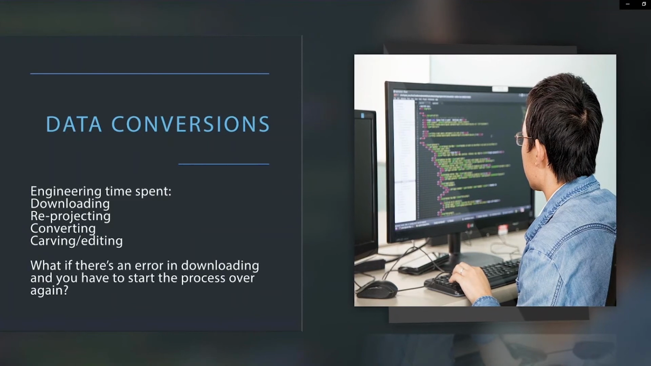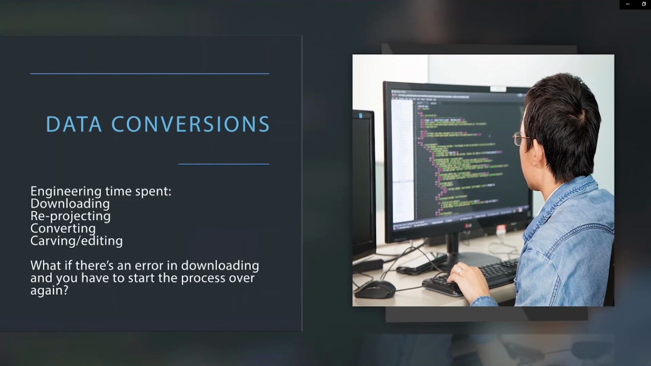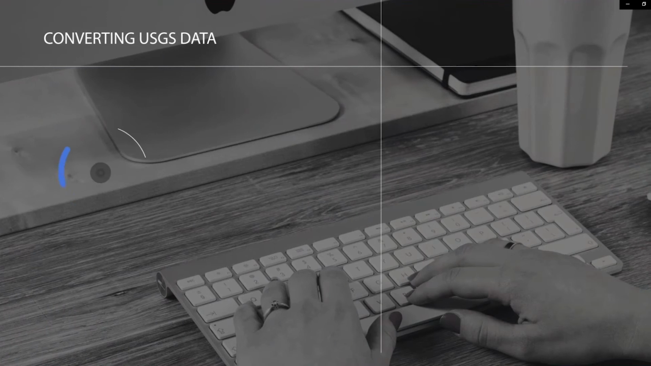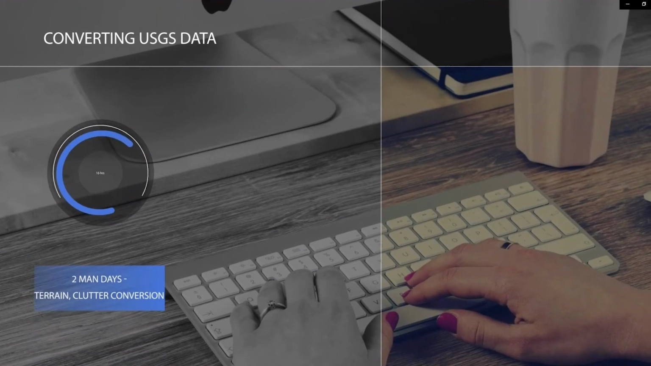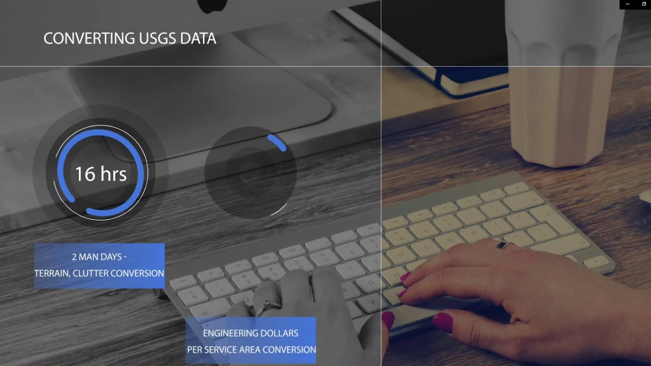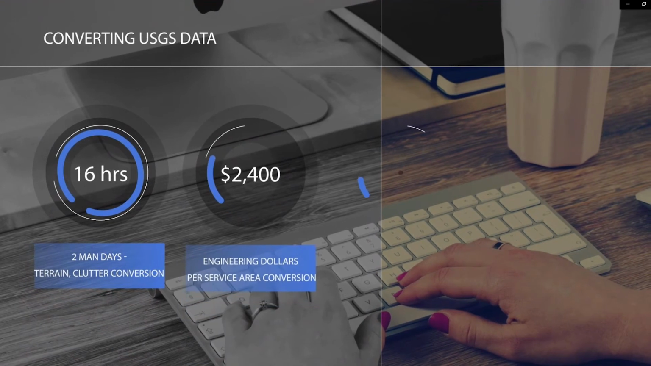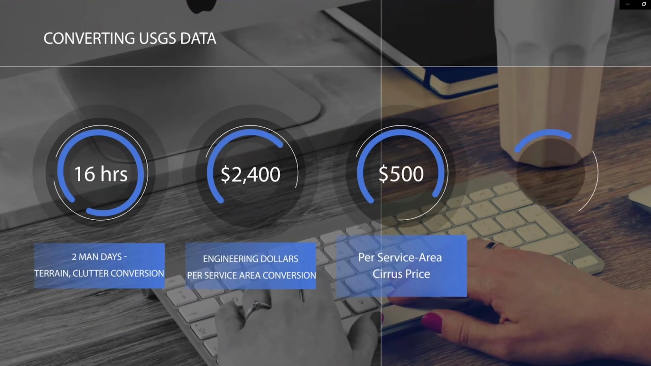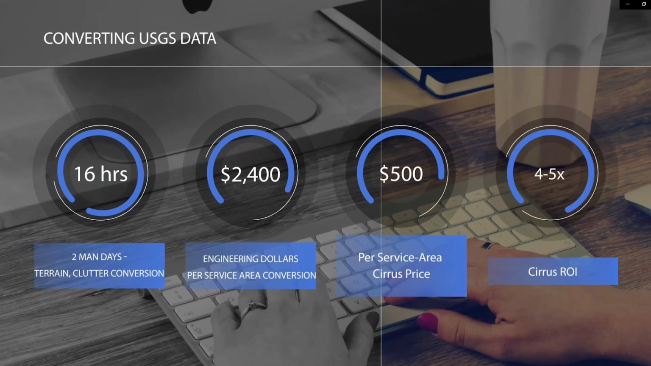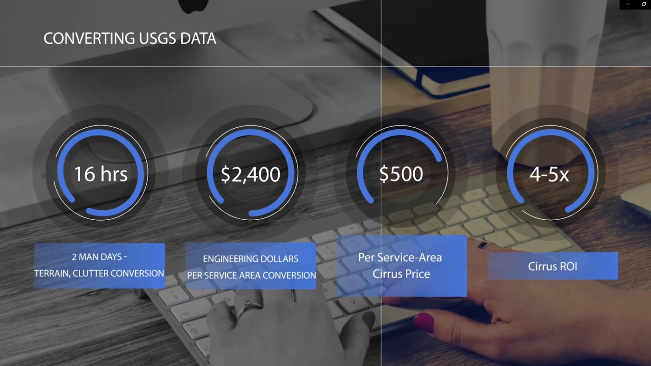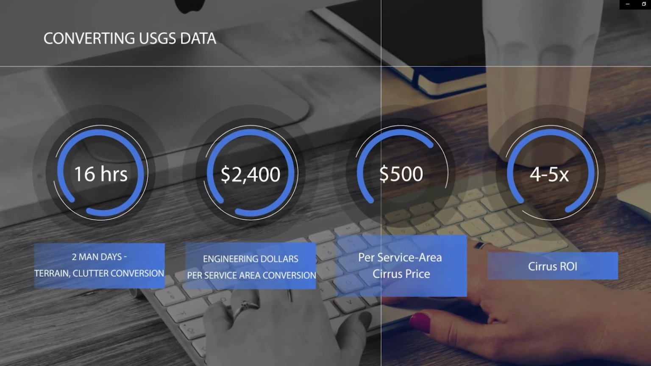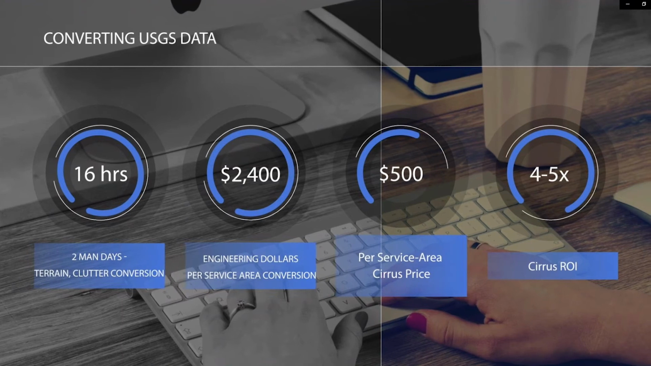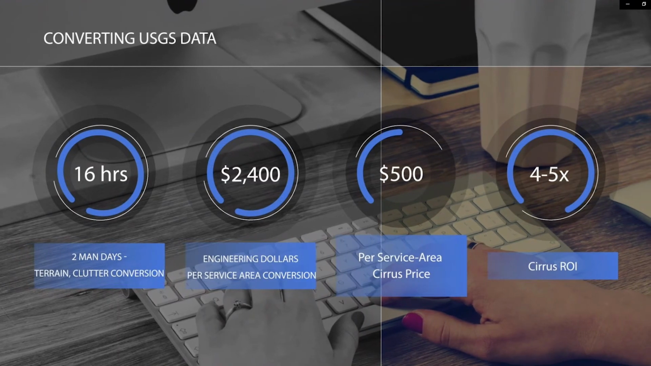In working with our customers, we have found that on average, those that use the USGS data from that site are spending about 1 man-day per service area on each database, because you have to download, reproject the data, and convert it for use in SignalPro. So to get both clutter and terrain data for one project, you'd be looking at 2 man-days. A service area Cirrus subscription starts at just $500 per year. So in this instance, you'd be looking at a return on investment of at least 4 to 5 times.